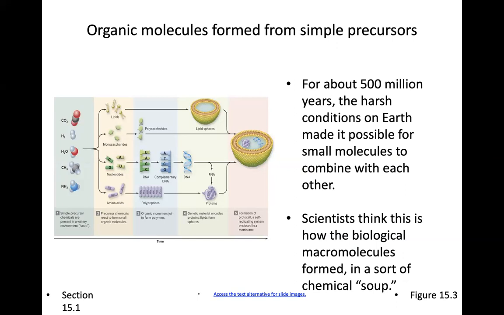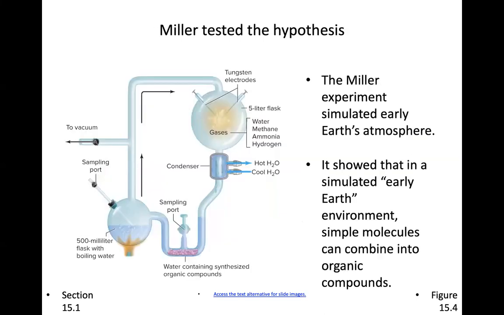And you started to mix all of these various elements and eventually started to form what we now know as our macromolecules, which include lipids, sugars or carbohydrates, nucleotides, and amino acids, as you can see in this diagram here. So Miller tested the hypothesis. The Miller experiment simulated Earth's early atmosphere properties. It showed that in a simulated early Earth environment, simple molecules can combine into organic compounds. So he essentially created an enclosed environment, what Earth was like, and had the elements there and showed that they were able to form these macromolecules.